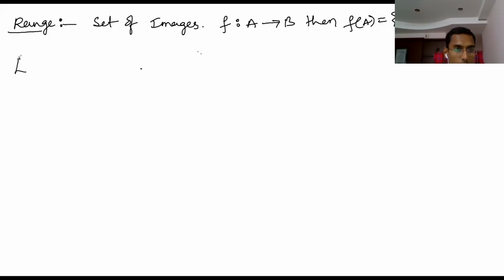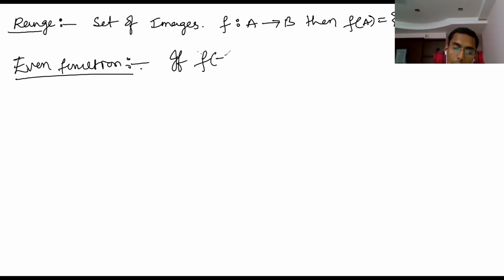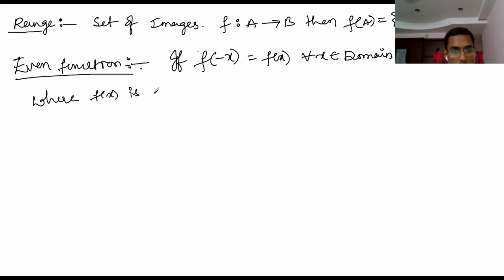Okay, even function. What is an even function? If f of minus x equals f of x for all x belonging to the domain, where f of x is a real valued function.